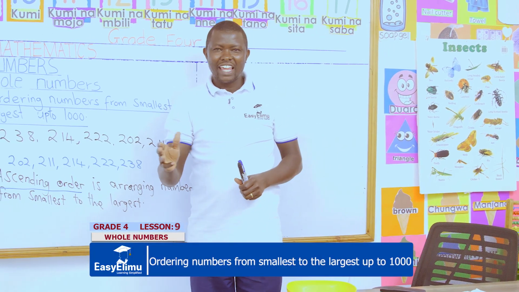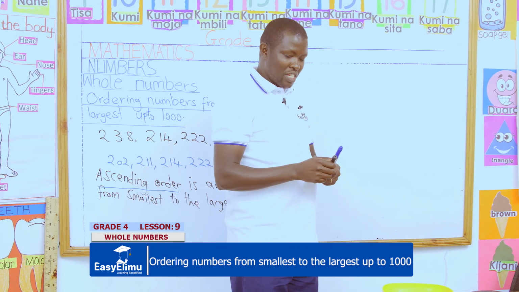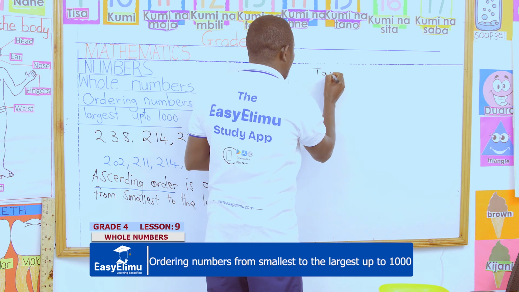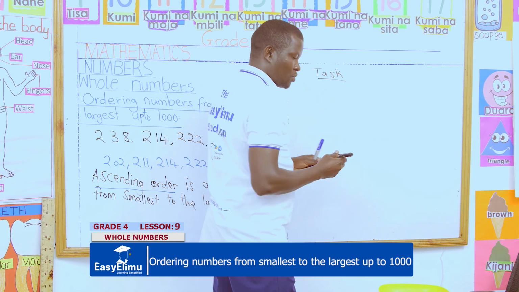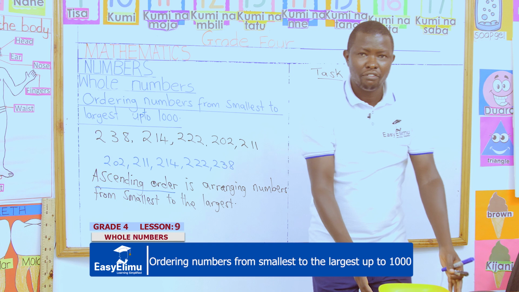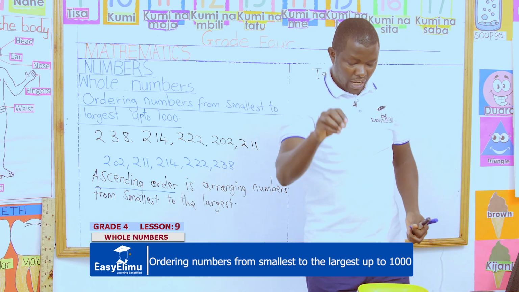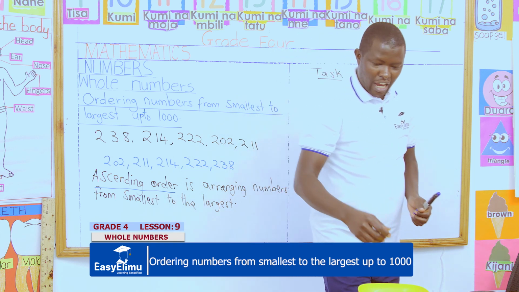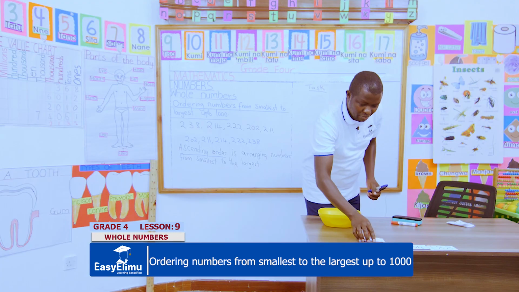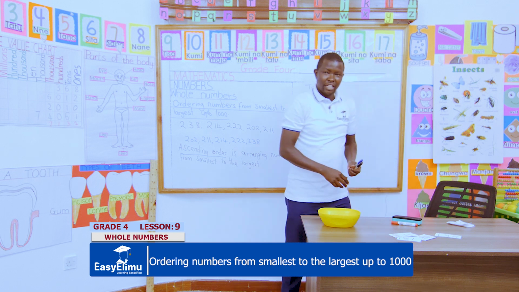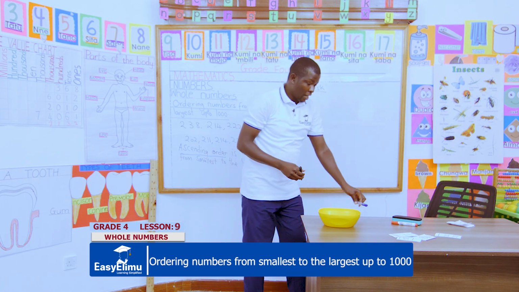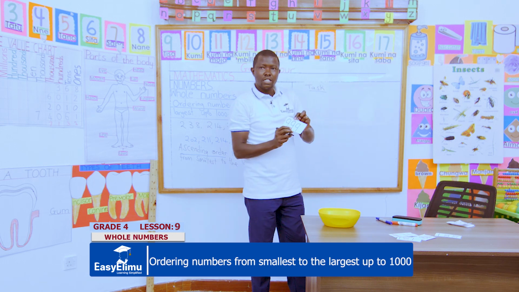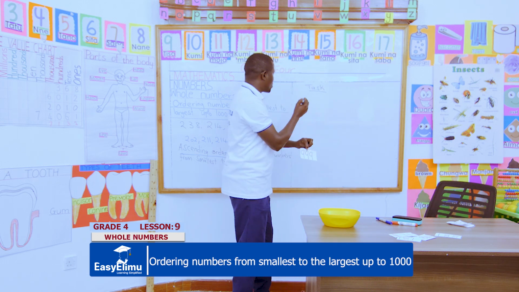Class, we are together. Now I have a task that I want us to do in our groups. The task I would want us to do is just pick 5 numbers from your pot and try to arrange them in ascending order. I don't know which numbers you'll find there, but you can pick them. And I will write them as you pick, and you tell me the numbers you picked. So the first one you picked is which number? It's 999.